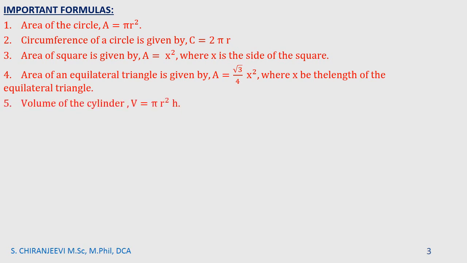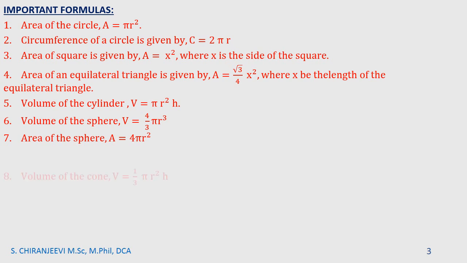Fifth one, volume of the cylinder V equal to pi r square h. Sixth one, volume of the sphere V equal to 4 by 3 pi r cube. Seventh one, area of the sphere capital A equal to 4 pi r square. Eighth one, volume of the cone V equal to 1 by 3 pi r square h.